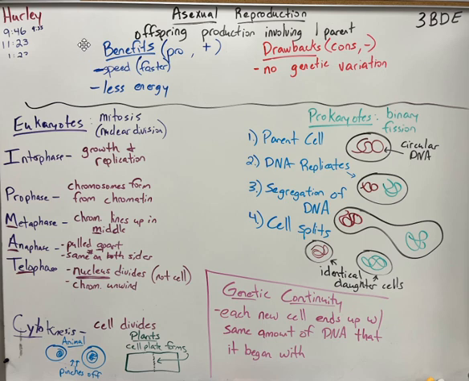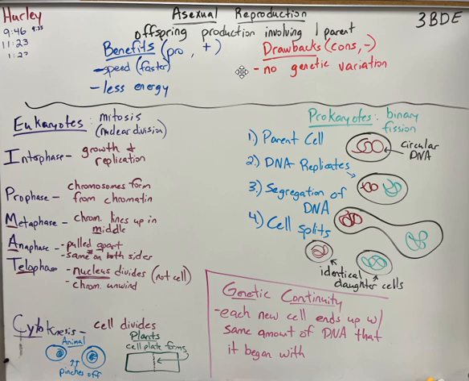So some of the benefits of this, you could call the pros or the pluses, is speed. So asexual reproduction is very quick. So thinking about maybe bacteria, they can reproduce multiple times in an hour. Some bacteria can reproduce, I think I've seen 20 to 30 minutes, which is crazy fast. And it requires less energy for asexual reproduction.